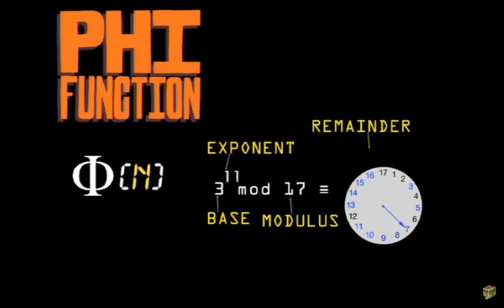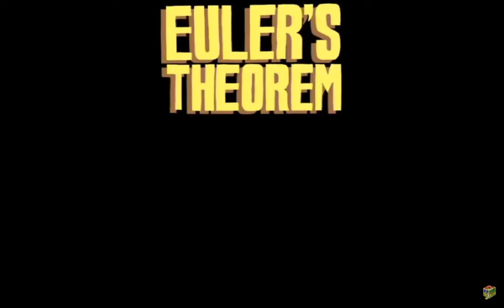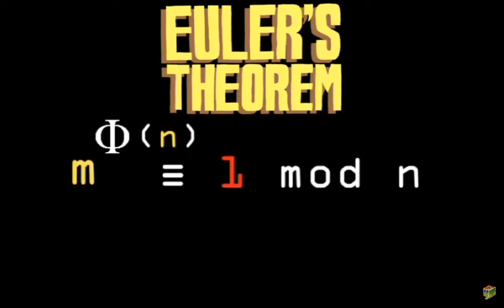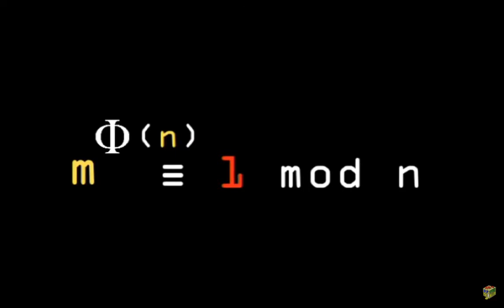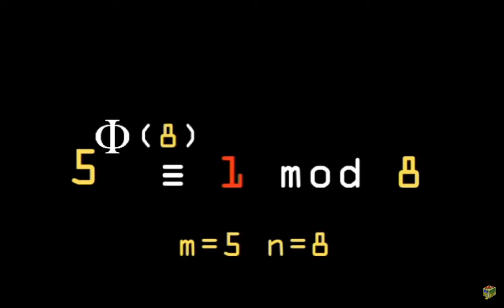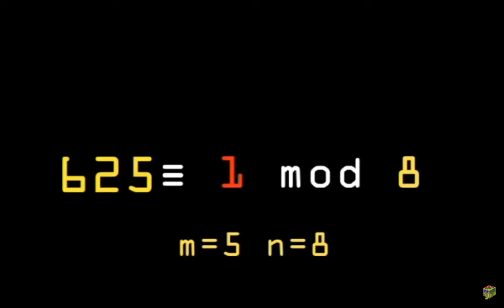Step 3. How to connect the phi function to modular exponentiation. For this, he turned to Euler's theorem, which is a relationship between the phi function and modular exponentiation as follows. m to the power of phi of n is congruent to 1 mod n. This means you could pick any two numbers such that they do not share a common factor. Let's call them m and n. Say m equals 5 and n equals 8. Now, when you raise m to the power of phi of n, or 4, and divide by n, you will always be left with 1.